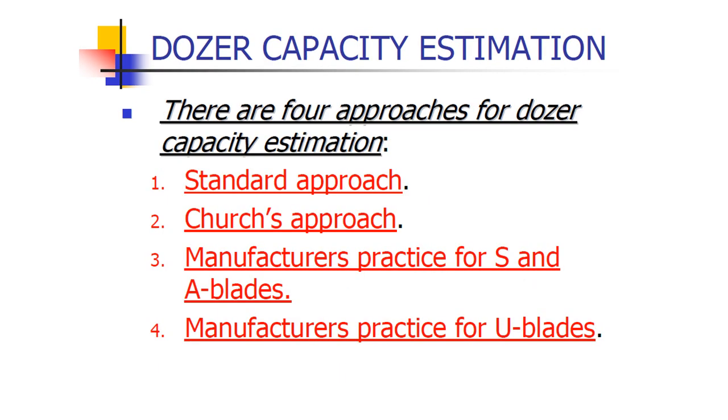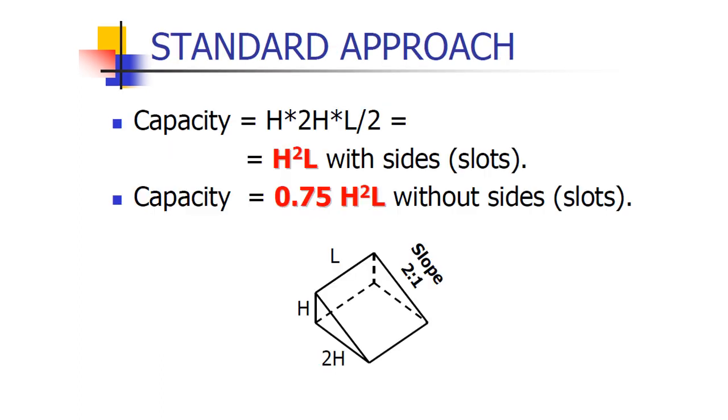So those are capacity estimation. There are four different approaches. We'll be only covering the first two because the other two are not within our scope. So the standard approach, simply speaking, you're assuming that you have a width L and a height H of the soil in front, opposite to the blade, and you're assuming a slope of 2 to 1 of the soil that you are pushing. Based on this assumption, the capacity is H times 2H times L over 2, which is H squared L.